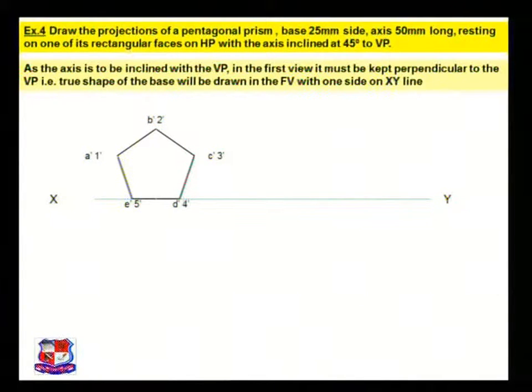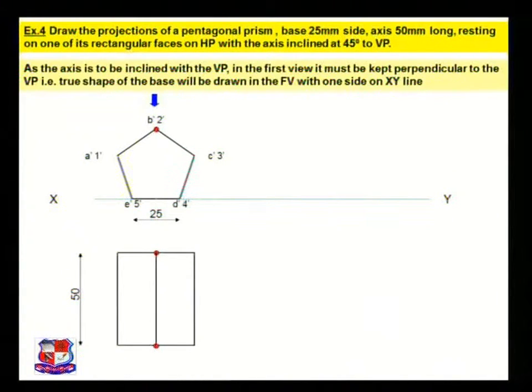Now draw projection lines. This is the side length, that is 25 mm, and draw its top view, which is a rectangle having length 50 mm. Now this length is 50 mm. Insert this dimension. If we are looking from the top, this edge line from B dash and 2 dash would be visible. These 2 points are there, that is B and 2. Join them with the full line because they are fully visible.